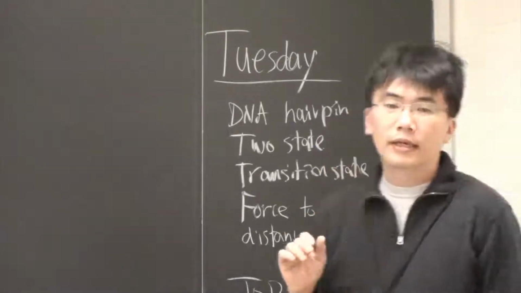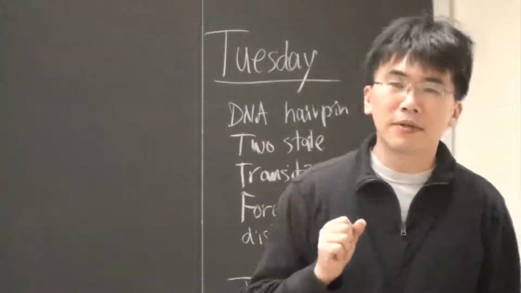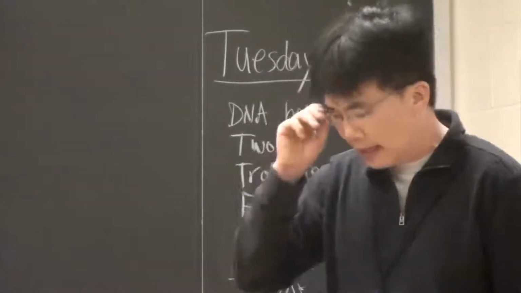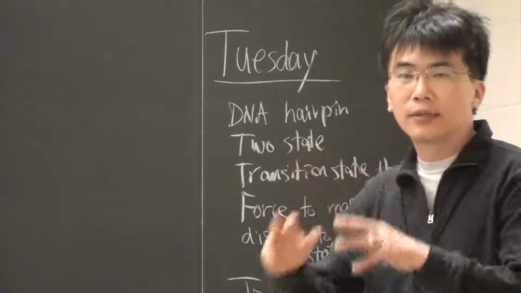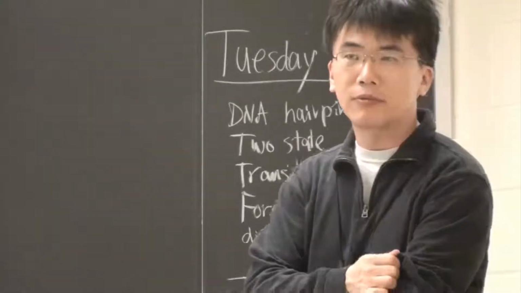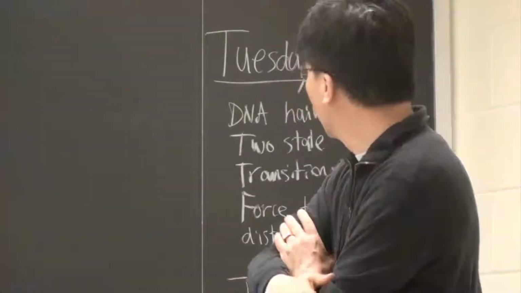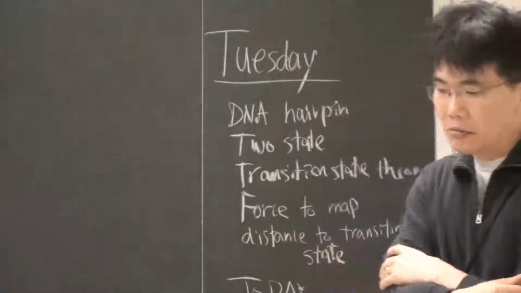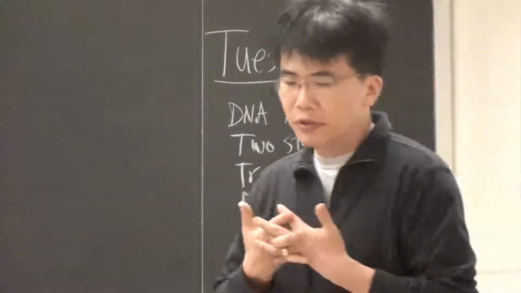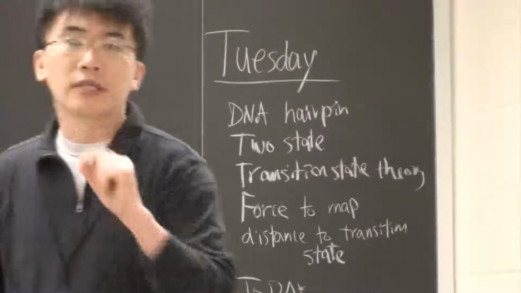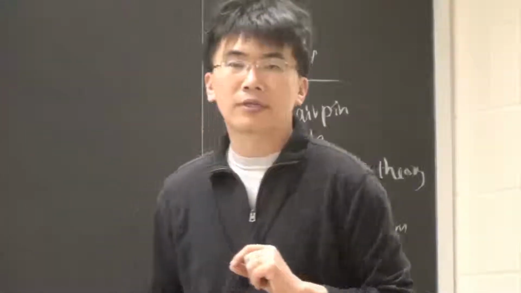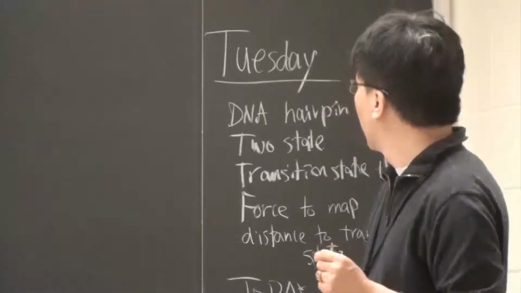On Tuesday, I introduced the DNA hairpin as an interesting structure that we can consider as a model system to study two-state dynamics between closed and open. And the population difference between the two, the ratio between the two, can be described with a single number that is a free energy difference between the two states.